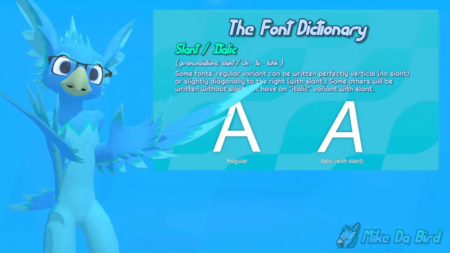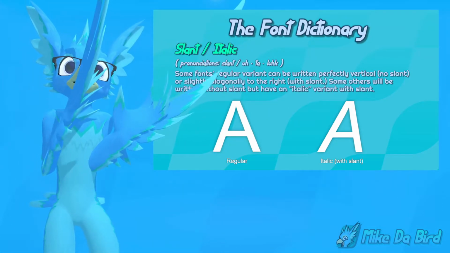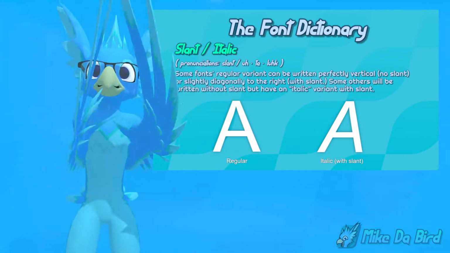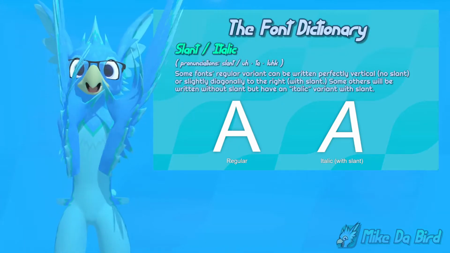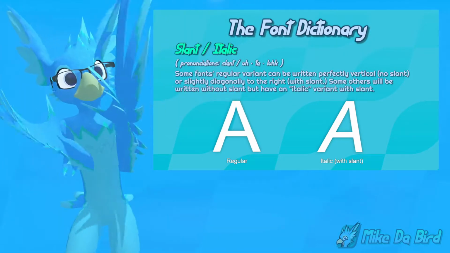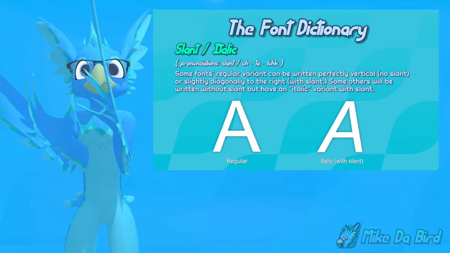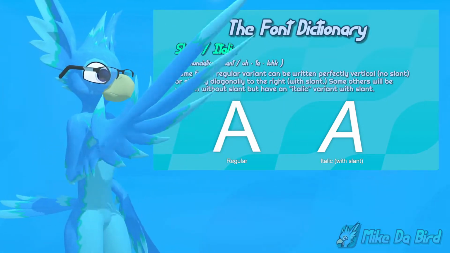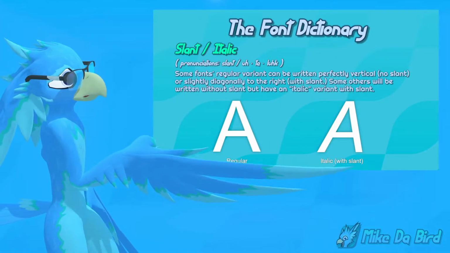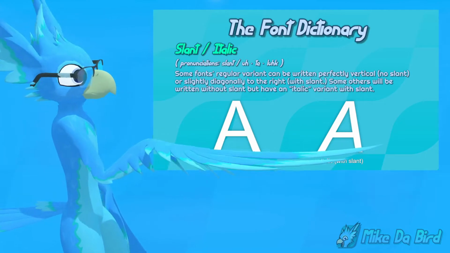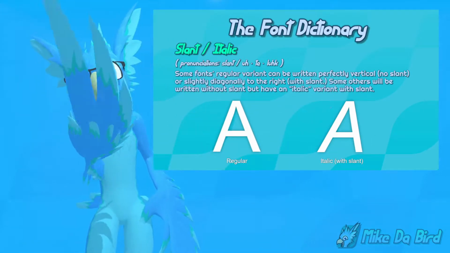So slant just means your character is tilted on the side to the right. And when the regular version, the actual default font, is crooked, it just has a slant. If it's a variant, that's italic. It's the name of the variant. And I've got the example here. Regular of the Arial is, well, straight, and then italic is slanted on the side.